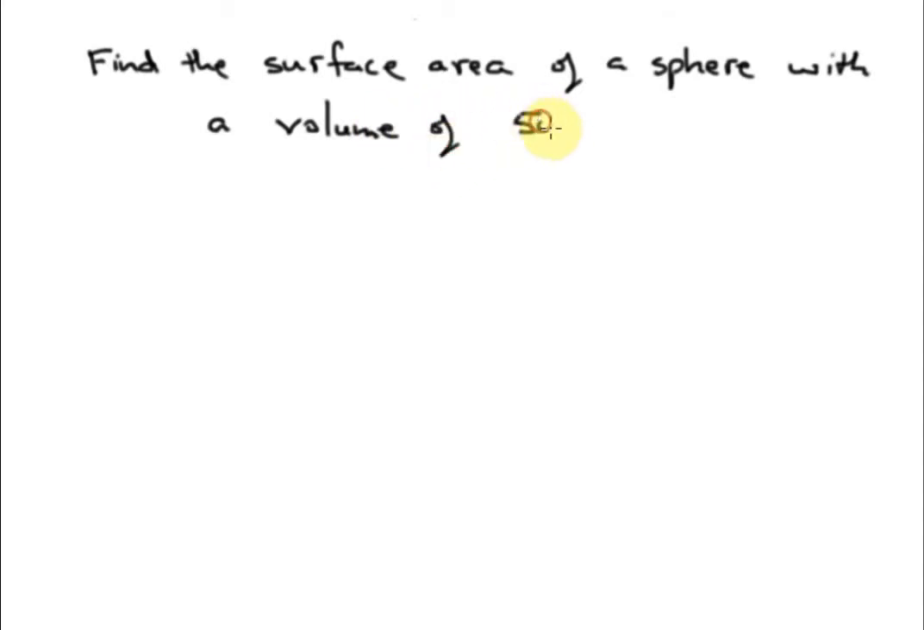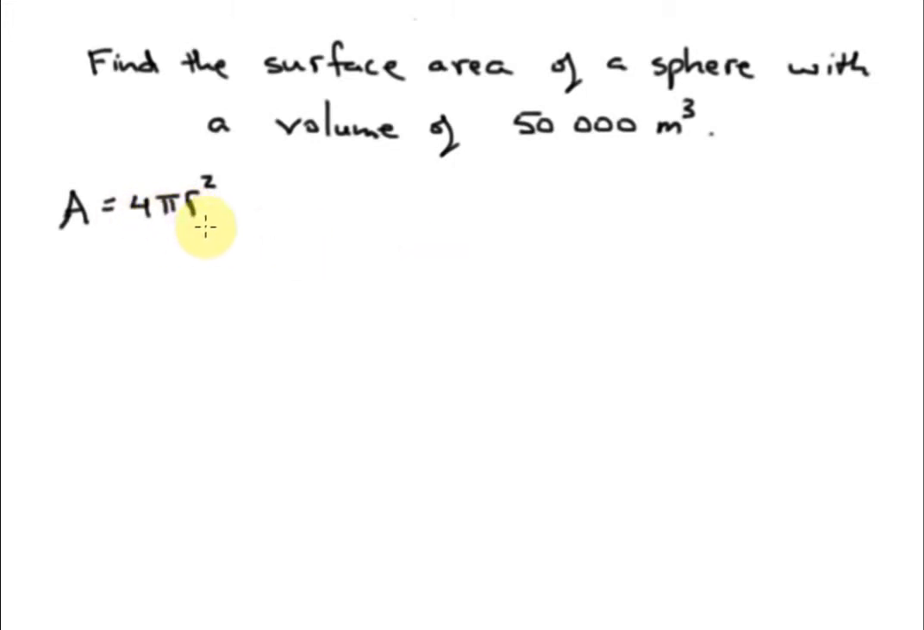So what makes this question tricky is you're asked to find surface area and they give you a volume. So why is that tricky? Well, let's look at the formula. First of all, for surface area, I have this formula, which is 4 times pi times radius squared. So I go, well, that's easy enough if I knew the radius, but I don't know the radius.